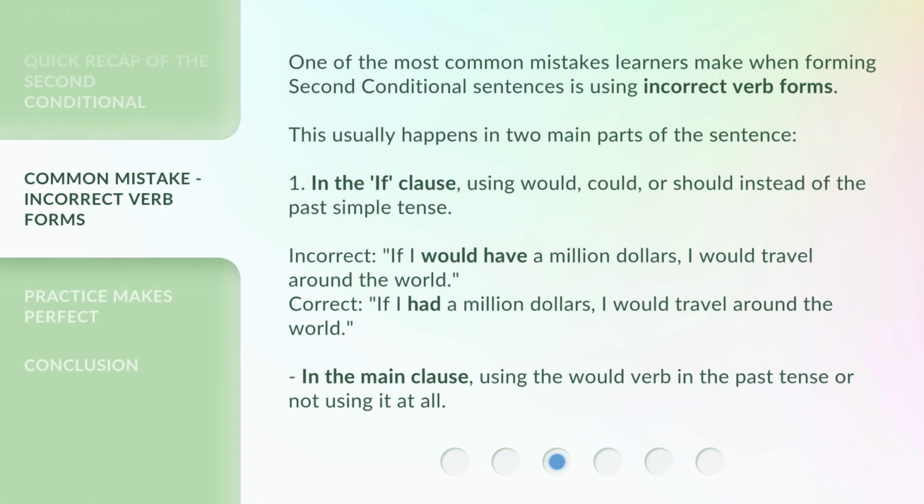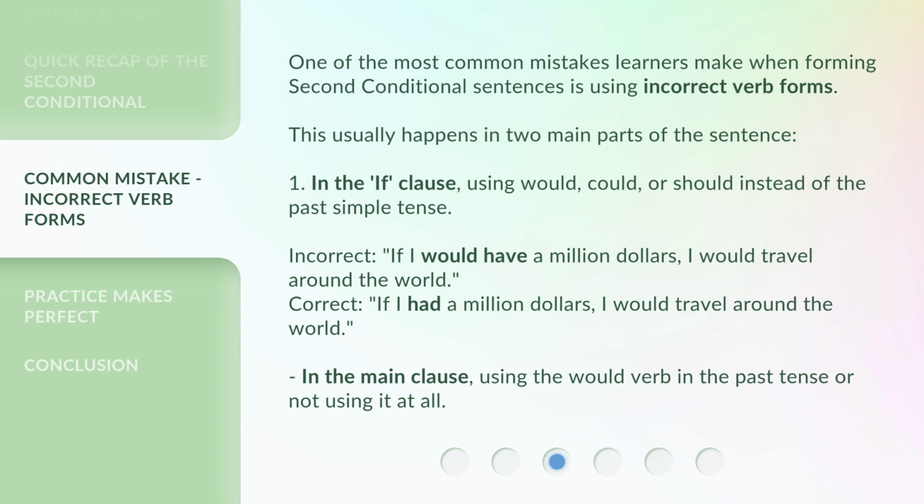One of the most common mistakes learners make when forming second conditional sentences is using incorrect verb forms. This usually happens in two main parts of the sentence. 1. In the if clause, using would, could, or should instead of the past simple tense. Incorrect: If I would have $1 million, I would travel around the world. Correct: If I had $1 million, I would travel around the world.